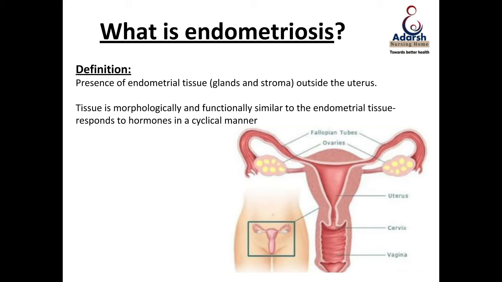And the funny thing about this tissue is that it is a very hormone dependent tissue, as in it responds to the estrogen and the progesterone, the female reproductive hormones that are responsible for the menstrual cycle. So it keeps growing and shedding and growing and shedding in response to these hormones, even when it is sitting outside the uterine cavity.